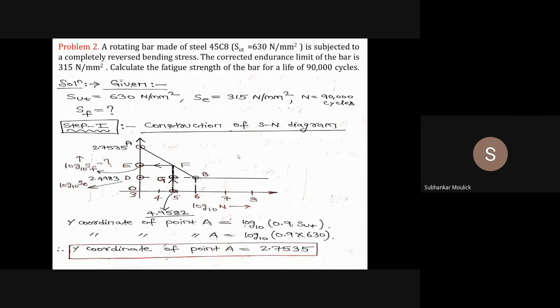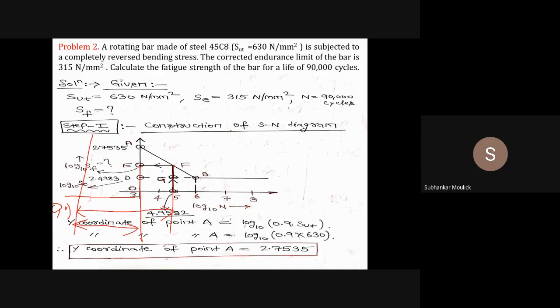Let's see how you have understood the problem. Tell me the value of EF from the graph. EF will be this distance from the origin. Let this be the origin, 0,0. So this distance minus this distance, that will be my EF.